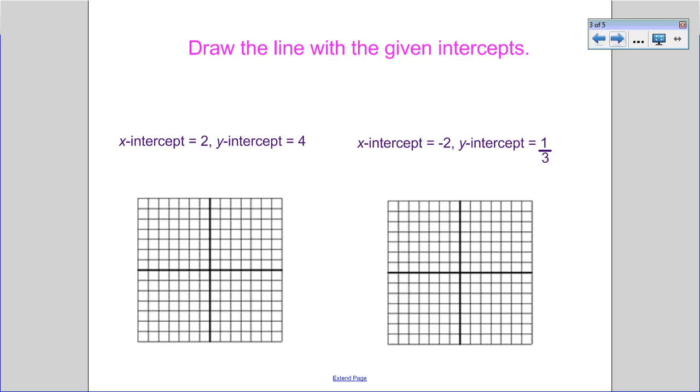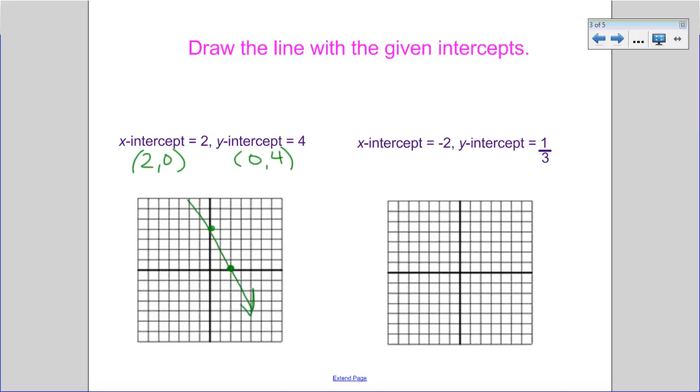All right, they're going to give you information like this. Given the x-intercepts, draw the graph. So we have an x-intercept of 2, so I'm going to go to my x-axis. We know that it's the point 2, 0. So I'm going to graph the point 2, 0. I know my y-intercept is 4, so that means it is 0, 4. So I'm going to graph 0, 4. I'm going to connect those.